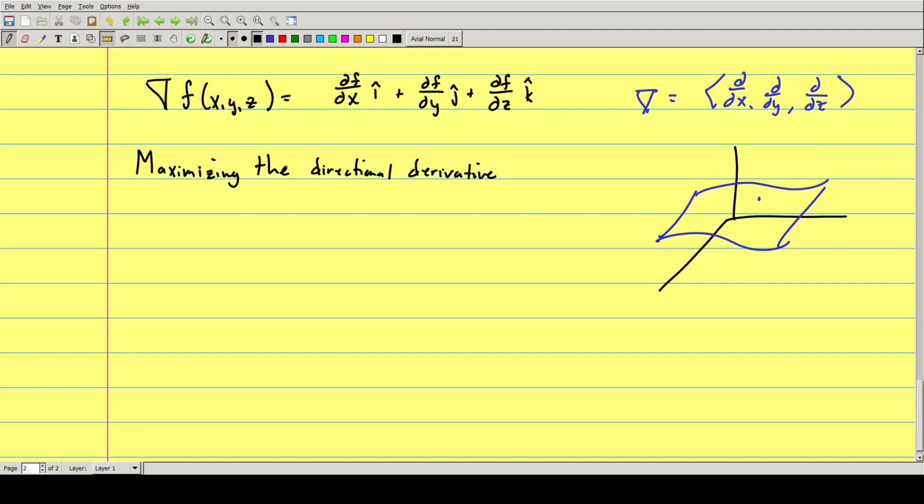And so what we want to do is figure out in what direction does the maximal directional derivative point. And we'll have to cut the foreplay, I guess, because of what happened with the projector.